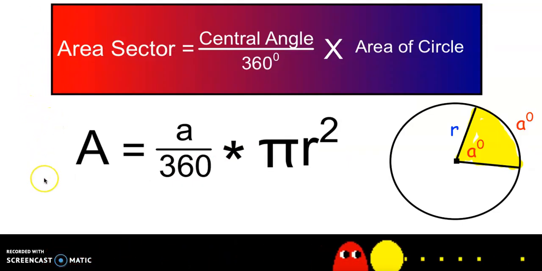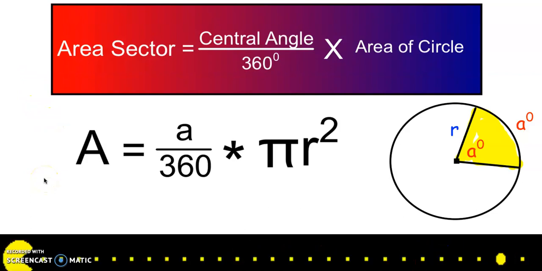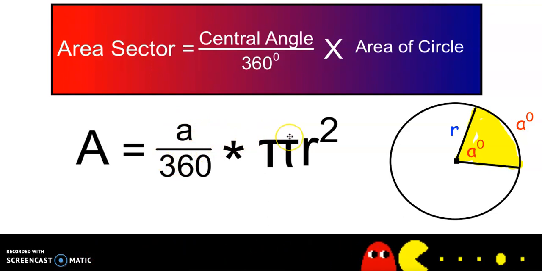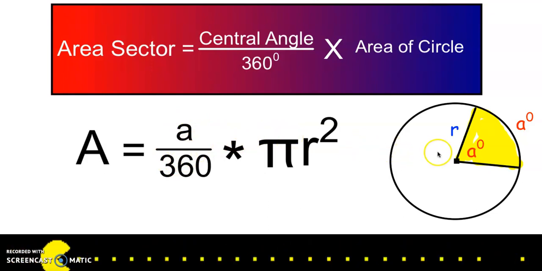So again, this formula looks really daunting, but it's really not that big of a deal. You just take the fraction of the circle that the sector is, multiply it times the area of the circle, and you've got the area of the sector.